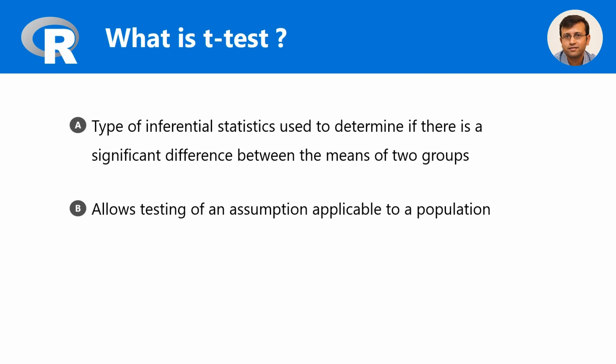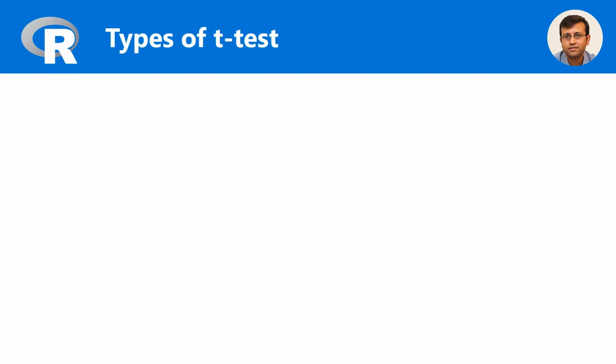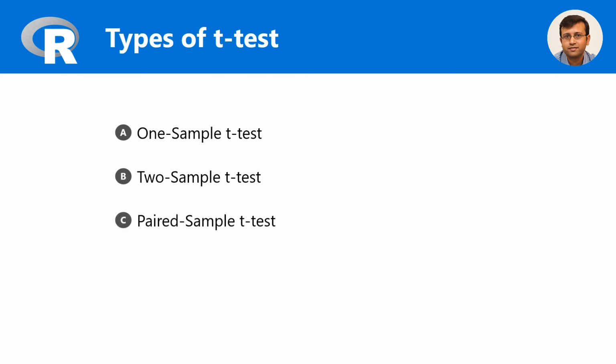A t-test looks at the t-statistics, the t-distribution values, and the degrees of freedom to determine the probability of difference between two sets of data. There are three types of t-test. One sample test, which compares the sample mean to a specified population mean. Two sample test, which compares the means of two independent samples. And paired samples test, which compares the means of two paired samples. In R, we can use the function t.test to perform all three types of t-tests.